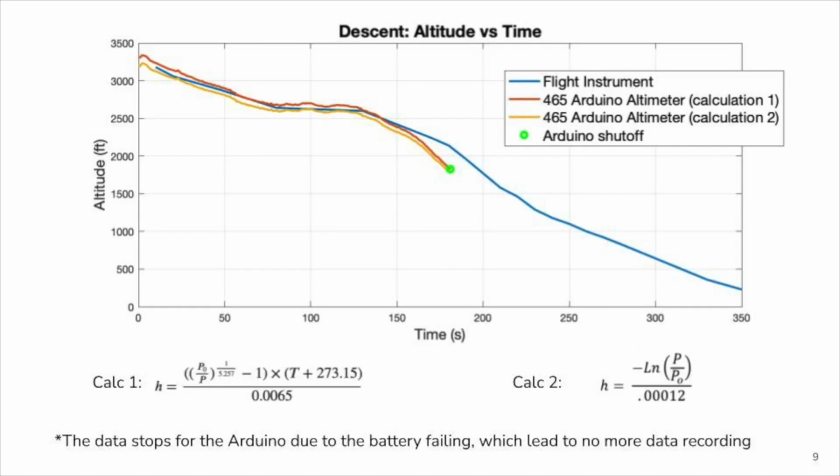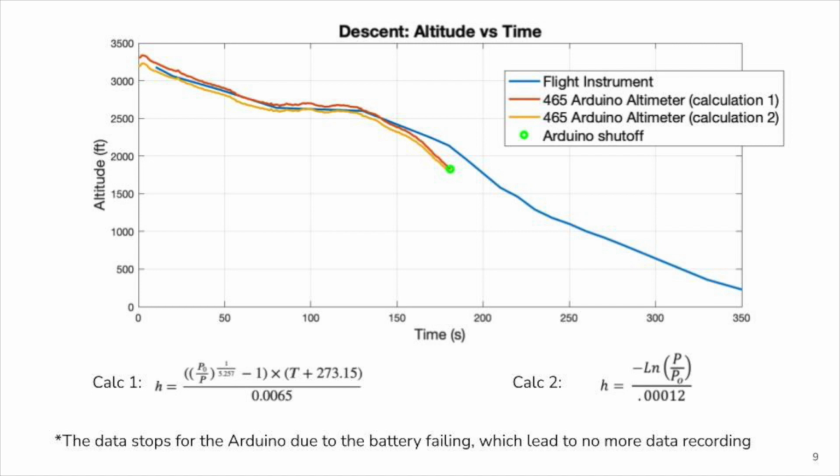Finally, using the temperature and pressure data that was collected and written to the SD card during the descent phase, we were able to run two different calculations to calculate the altitude at the moment at which each of those measurements was taken. In addition to calculating the altitude based on the data recorded by our Arduino altimeter, we also recorded the altitude as reported by an in-flight instrument, so we could compare the Arduino altimeter calculations to the in-flight instrument readings. Unfortunately, we had some technical difficulties, and the Arduino stopped writing data to the SD card about 180 seconds into the measurements of the descent phase. So you can see, as marked by the green circle on the plot, the Arduino shut off about midway through our descent. We believe that the Arduino shut off due to low battery from the 9-volt battery that we were using.